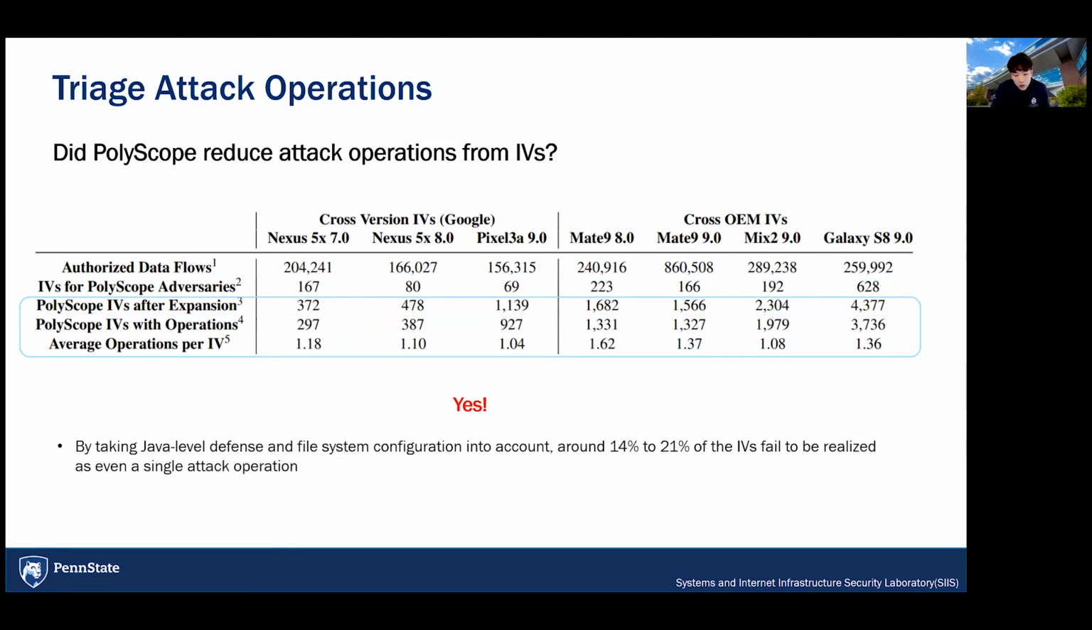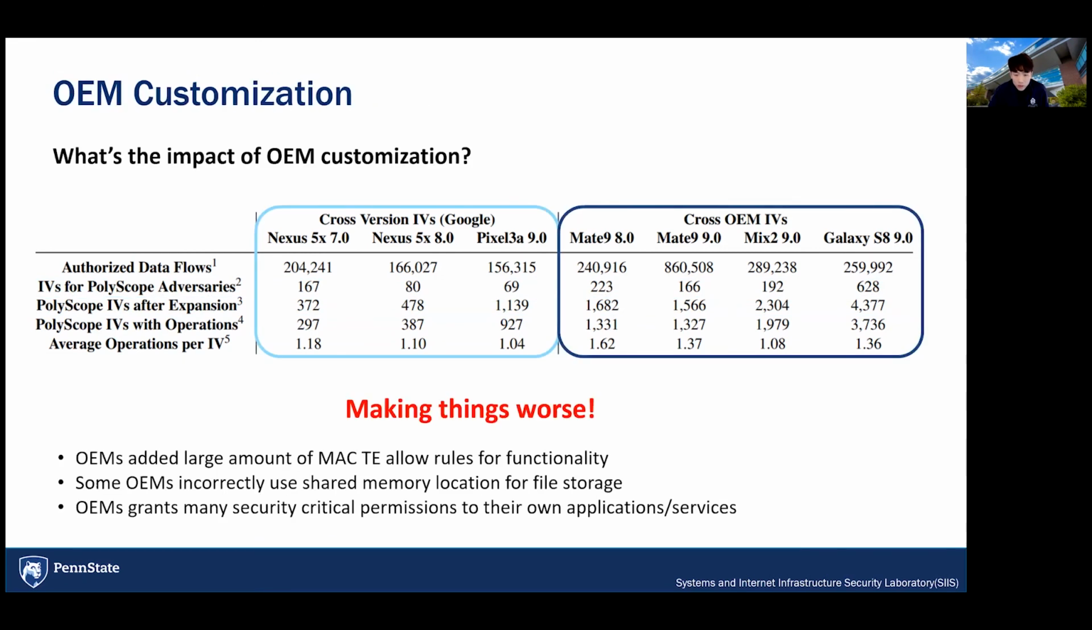And the next question is, does PolyScope reduce attack operations from IVs? And the answer to that is also yes. By taking Java level defense and file system configuration into consideration, we found that 14 to 21% of the IVs failed to be realized as even a single attack operation. We also highlight that OEM customization on access control policy really makes things worse and should be systematically tested with tools like PolyScope to identify policy misconfigurations.